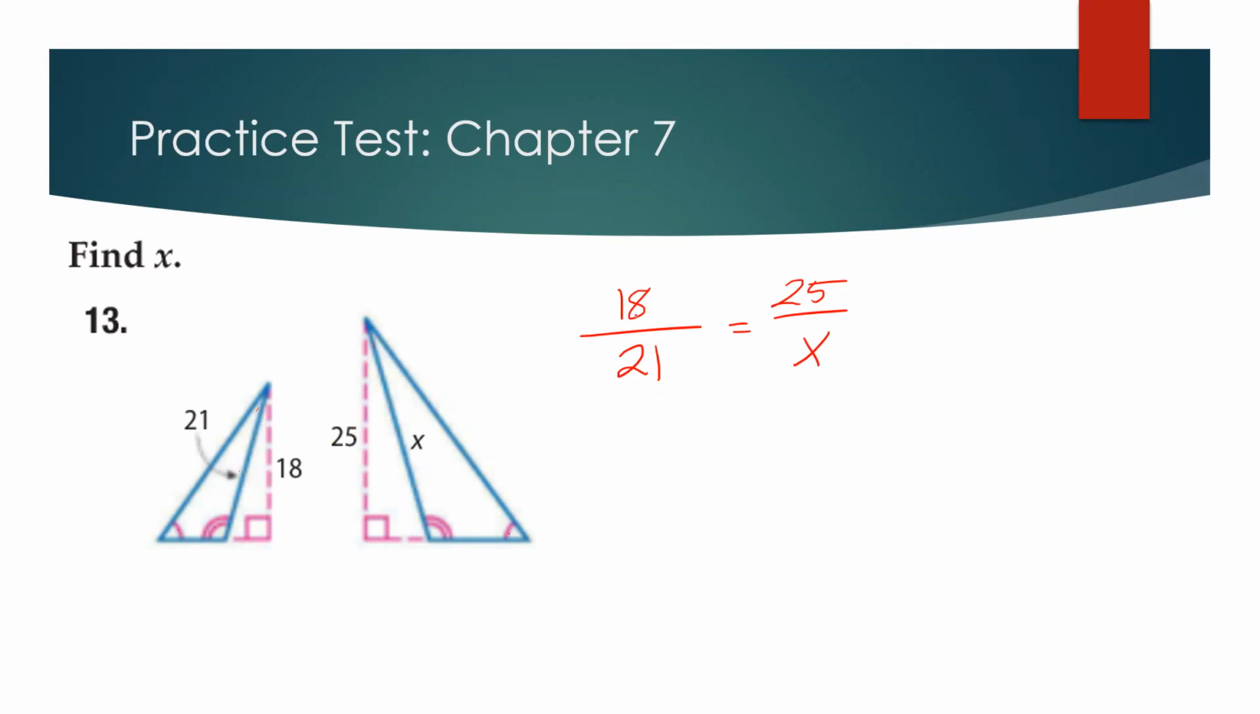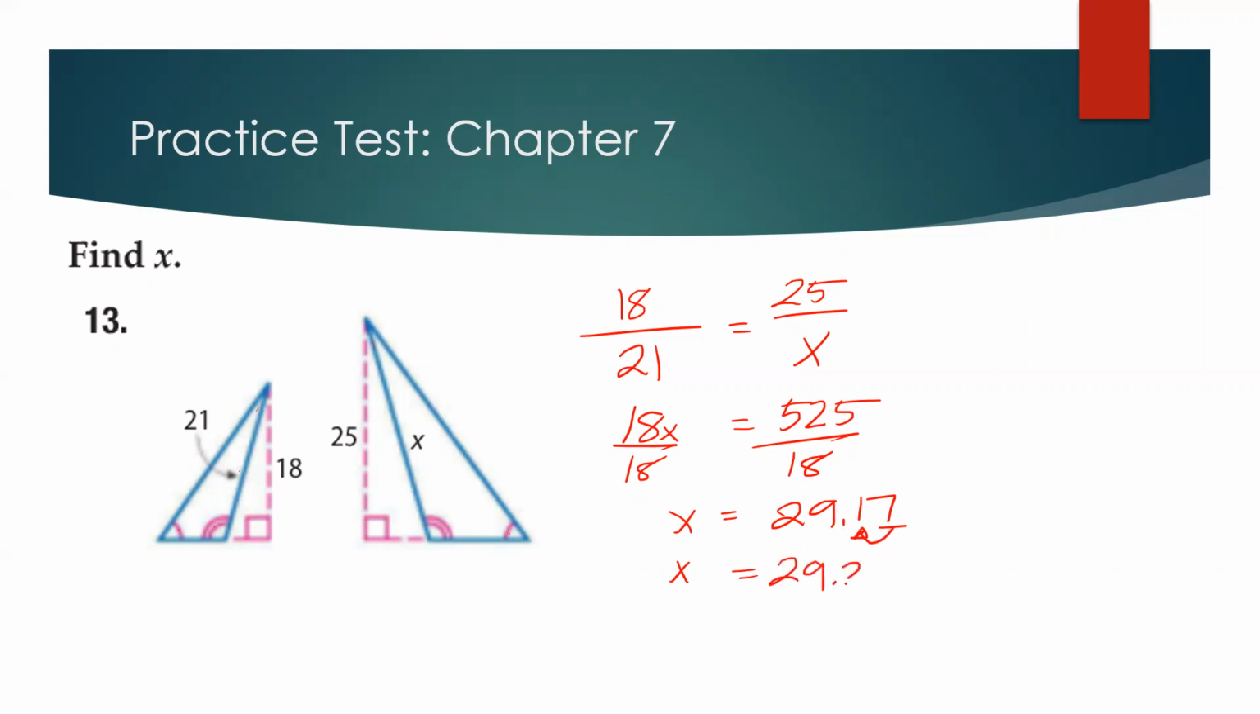So we have a proportion here, we can cross multiply. 18 times x is 18x, and 21 times 25 is equal to 525. And then you would divide both sides by 18, and x is equal to 29.17. So when you round it off, this is more than 5, so you're going to round the 1 up to 2. So it's 29.2. Okay.